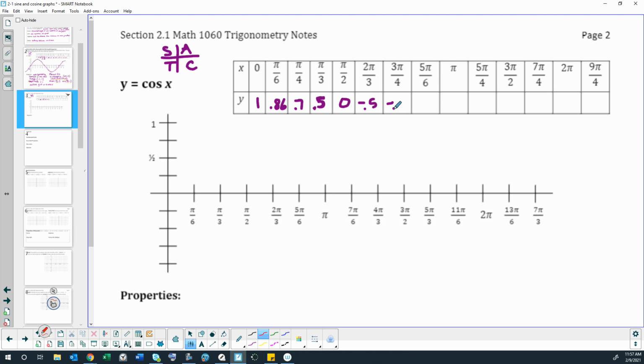Quadrant 2 is going to be negative 0.7. Quadrant 2 is going to be negative 0.86. And pi is going to take us down to negative 1. Let's see what we've got so far. So let's graph these points.